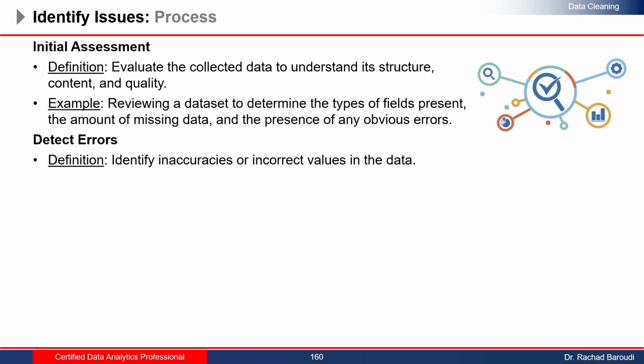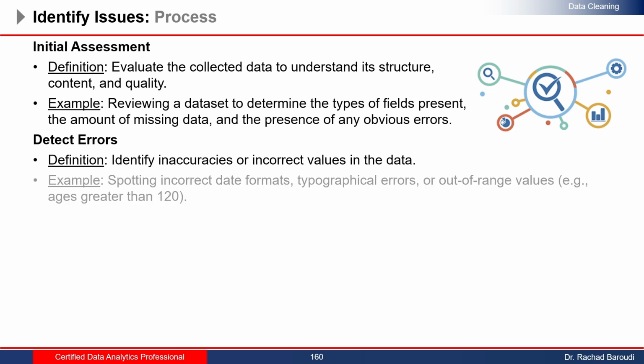Next, we have to detect the errors after we do the initial assessment. So we have to look for inaccuracy or incorrect values in the data, and this will be the beginning of the route. Later on, you might discover that the same error exists in different accounts, like customer accounts. Example, spotting incorrect date formats, typographical errors, out of range values. Example, an age of 120 years old.